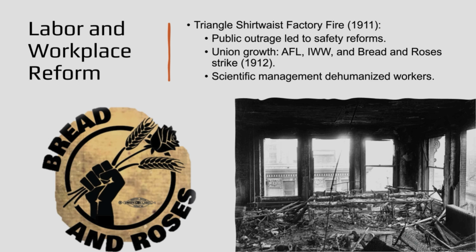Labor unions like the AFL and IWW grew during this time. Workers banded together to demand better pay and conditions. One iconic moment was the Bread and Roses strike of 1912, where textile workers demanded both fair wages and dignity.